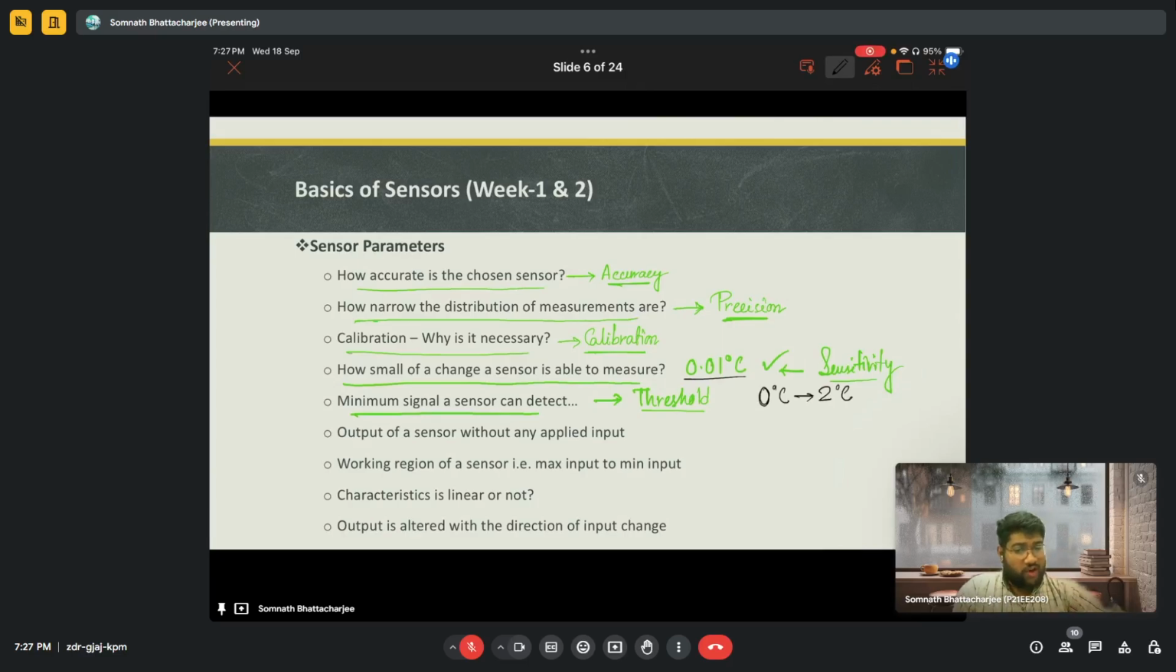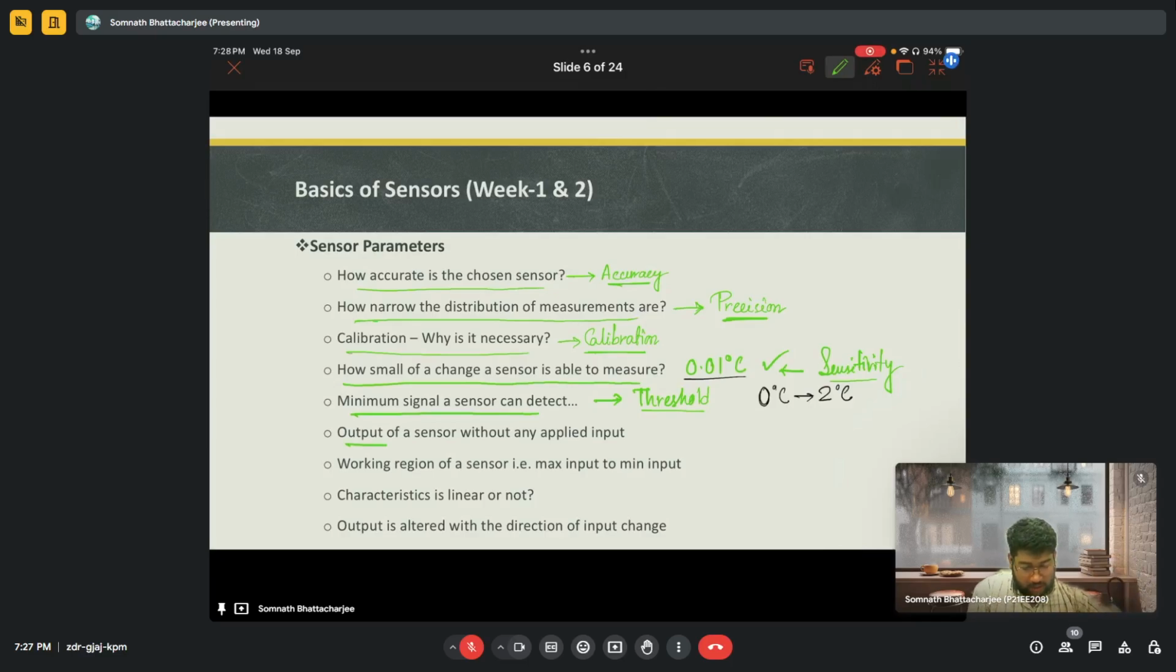If your temperature is above 2 degrees, your sensor works. Otherwise, your sensor doesn't work. So you have a threshold of 2 degrees. Above 2 degrees, even a very small change can be detected if the sensor has a very high sensitivity value. After that value, the sensor starts working. That is called the threshold: the minimum signal a sensor can detect.